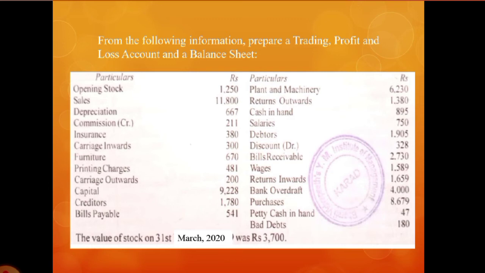Then the value of stock on 31st March 2020 was rupees 3,700. Now this is the closing stock. Now this information is given outside the trial balance. It means you have to make an adjustment entry for this. Whenever we make adjustment entries, we have to remember that it has two effects. Now this closing stock will be shown to the credit side of trading account, one effect, and another effect will be shown on the asset side of balance sheet. It will be taken as a current asset on the asset side of balance sheet.